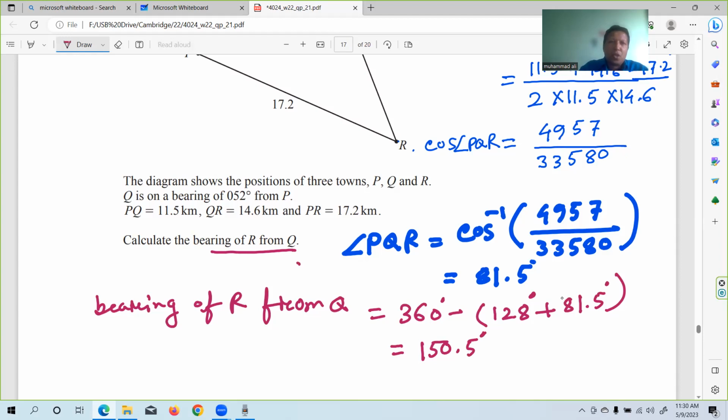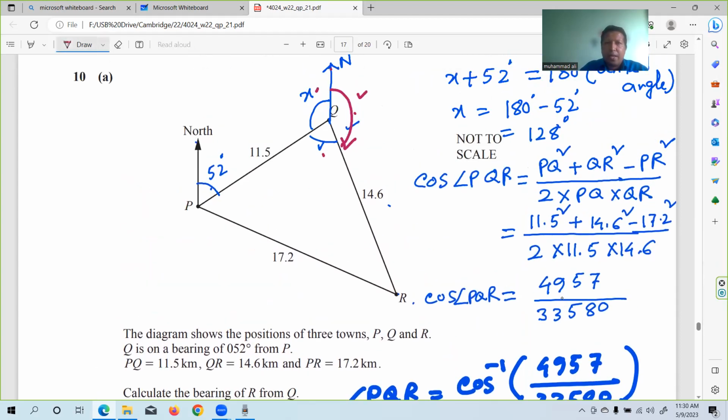Our A number answer is completed. This is question number A. Now, question number B.